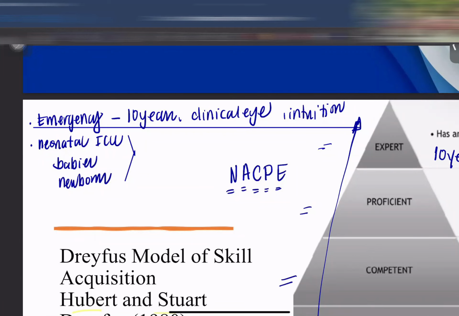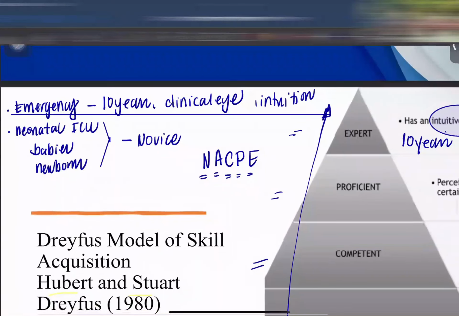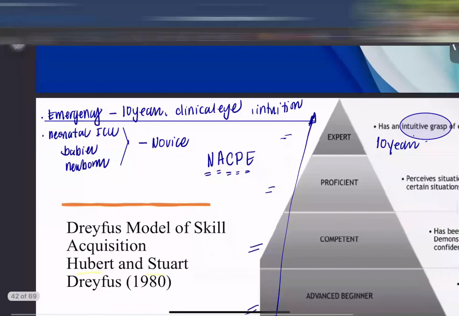Good capture. So class, the nurse is considered to be an expert in the ER, but in the neonatal ICU, that nurse is considered to be novice. The nurse is considered novice in the neonatal ICU. Okay? So class, that's one of the messages in your NACPE model.